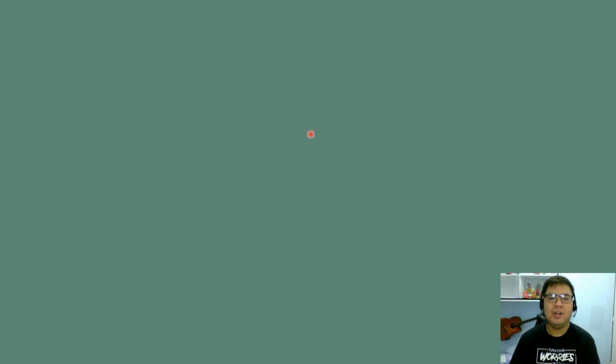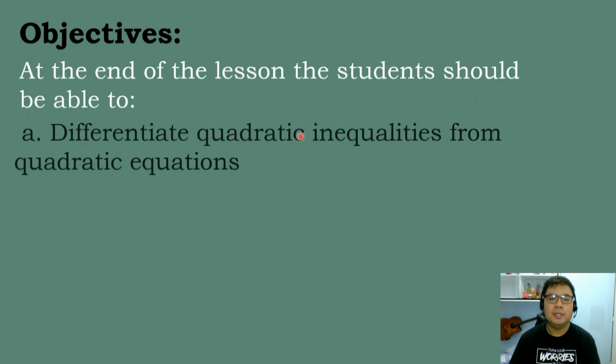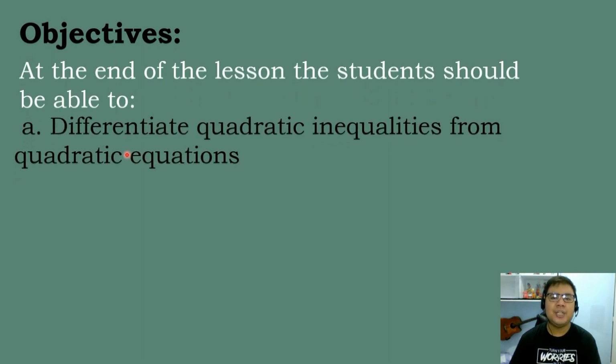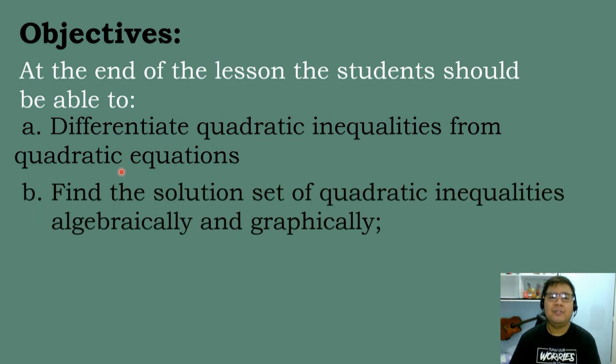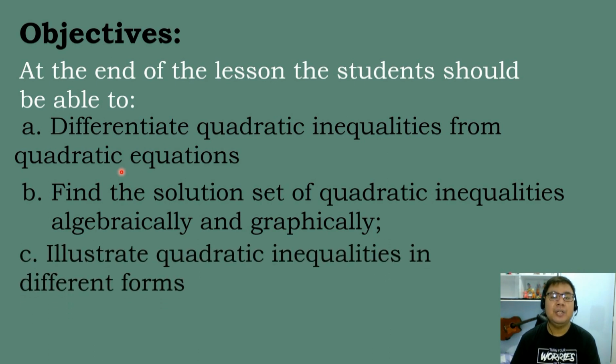These are the following objectives we need to attain for today's topic. Letter A. Differentiate quadratic inequalities from quadratic equations. Letter B. Find the solution set of quadratic inequalities algebraically and graphically. And letter C. Illustrate quadratic inequalities in different forms.